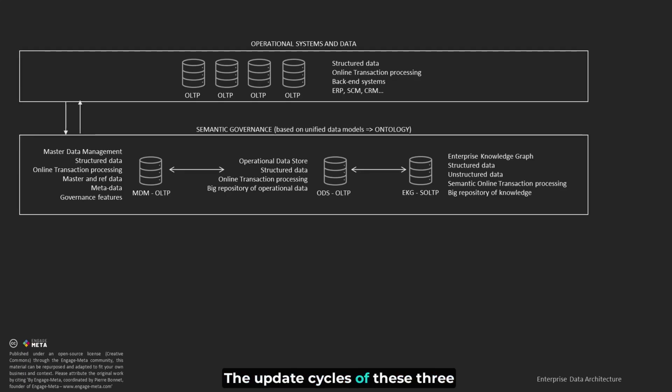The update cycles of these three types of repositories, MDM, ODS, and EKG, depend on each company's context. Nonetheless, the MDM is the most agile since its data is shared among several systems. For the ODS, some data may require real-time synchronization with operational systems when they participate in real-time automatic decision-making algorithms, especially with AI. On this part, the EKG should be synchronized in real time with the MDM and ODS. AI should draw from the EKG the real-time data needed for its operation using the RAG technical protocol for retrieval augmented generation.